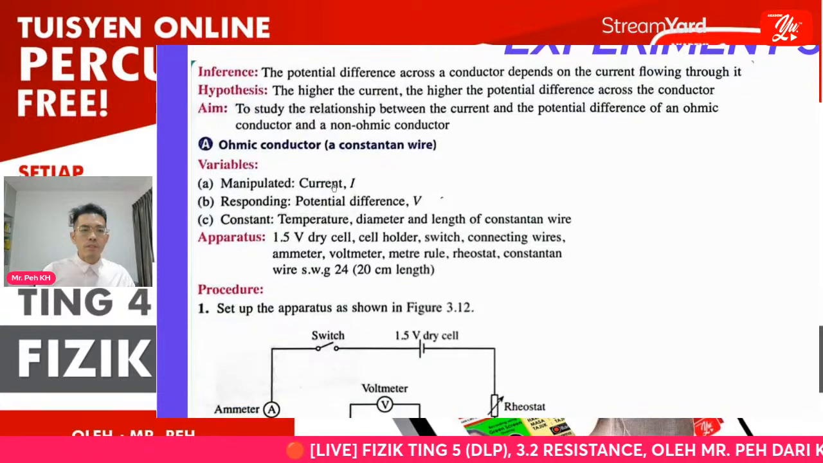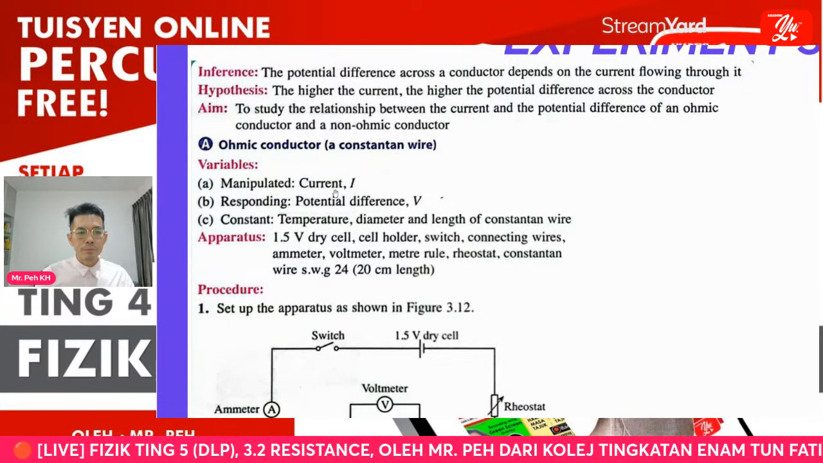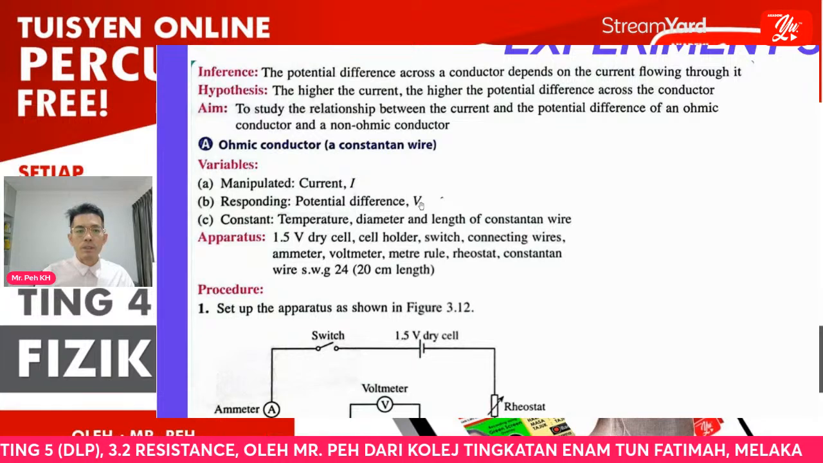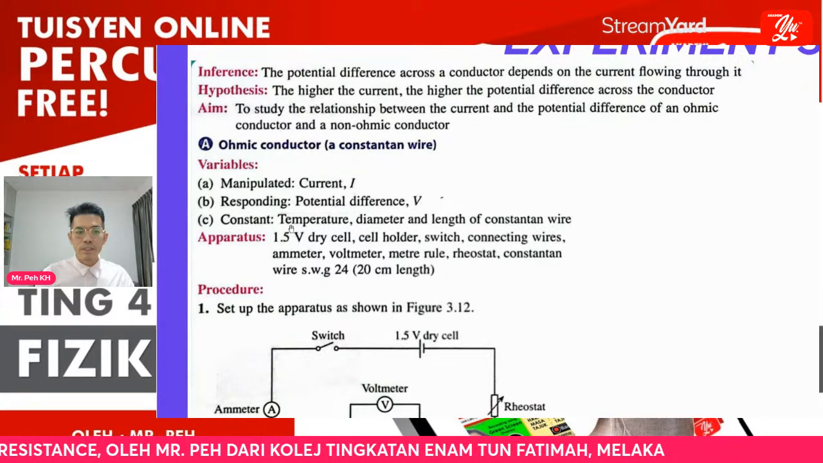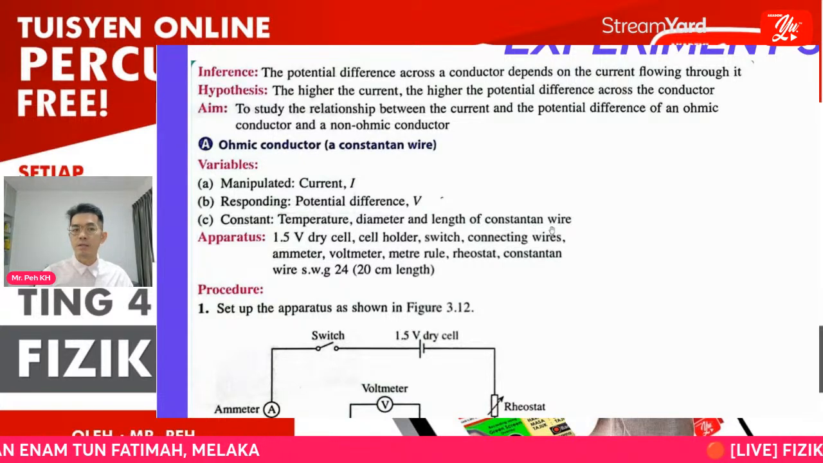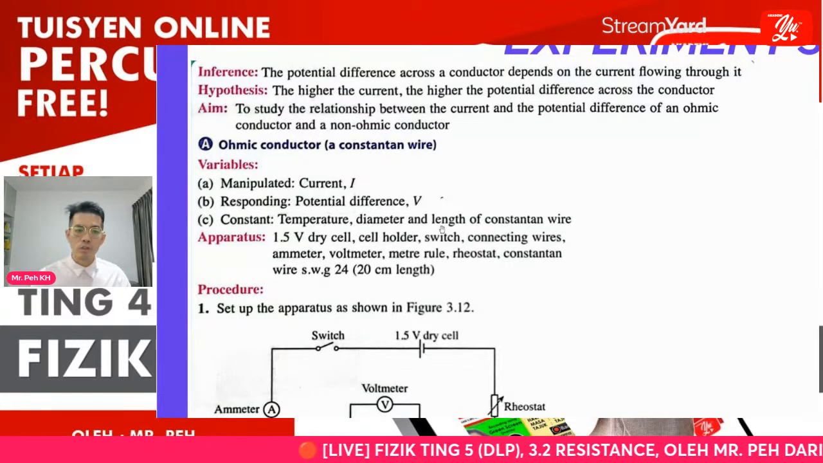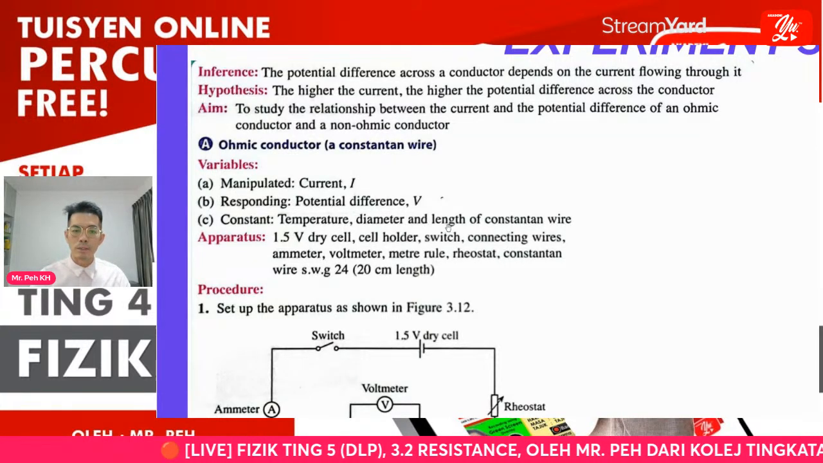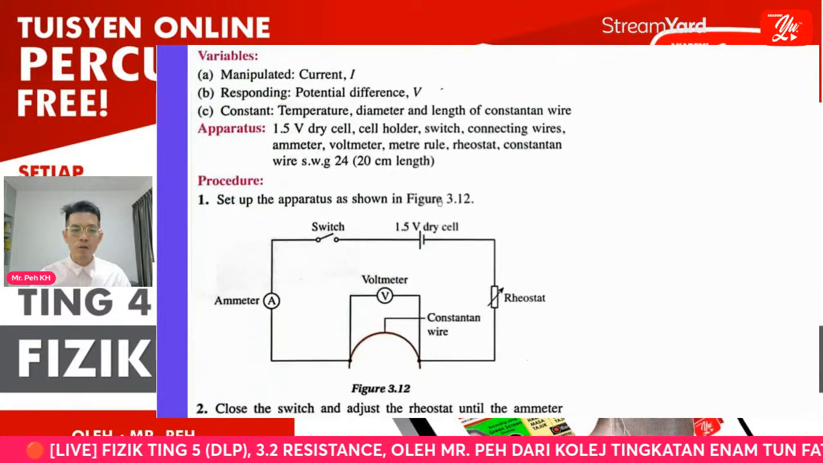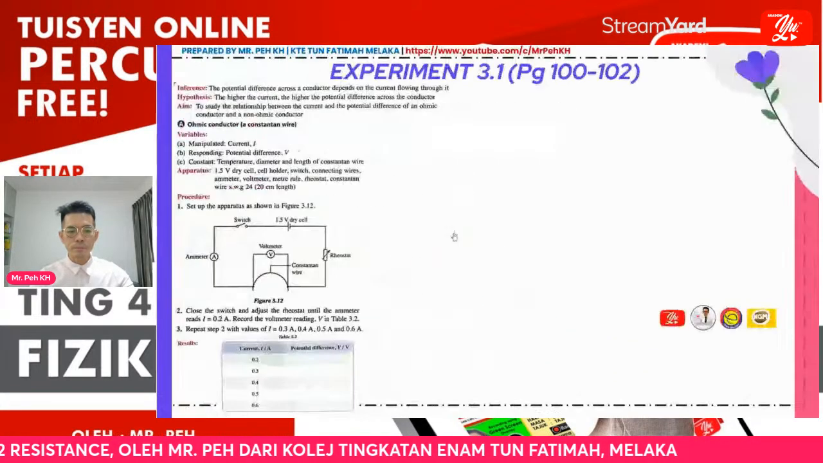The variables for this experiment: the manipulated variable will be current, and the responding variable will be potential difference. The constants will be temperature, diameter, and length of the constantan wire. As we explained just now, the physical properties for others must be constant. Then the setup will be as in figure 3.12 here.